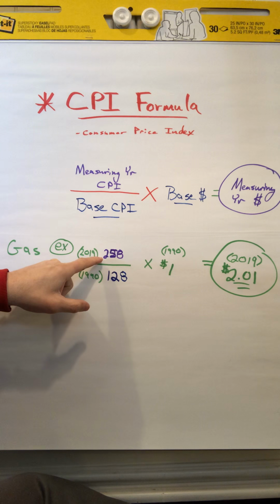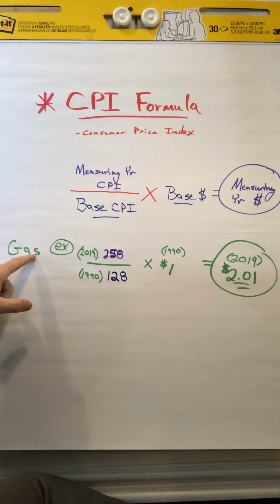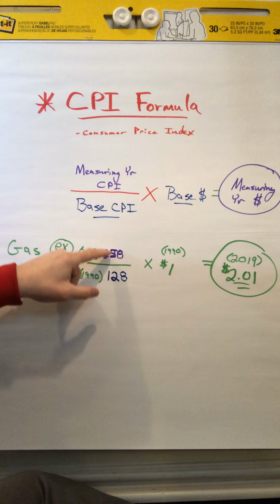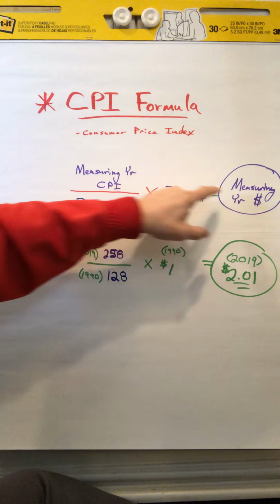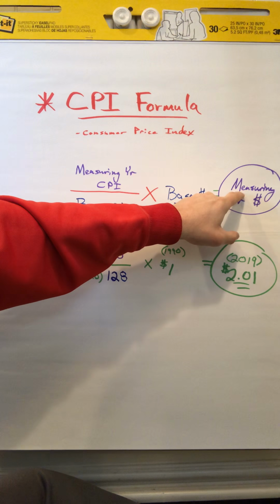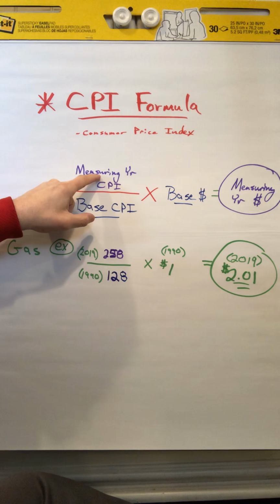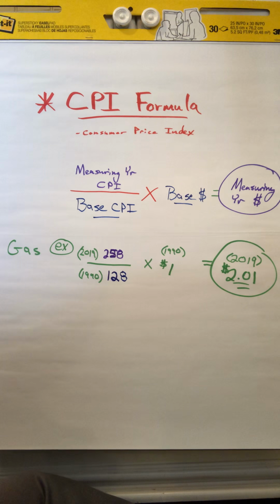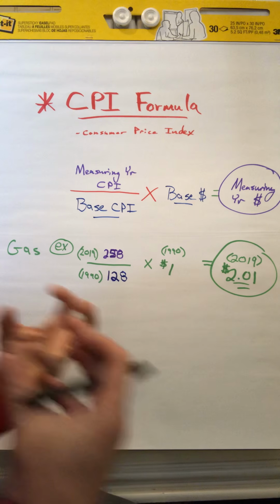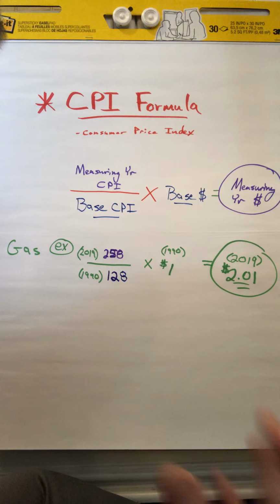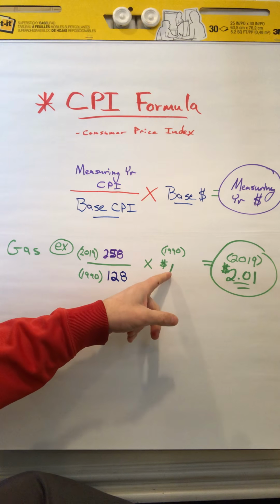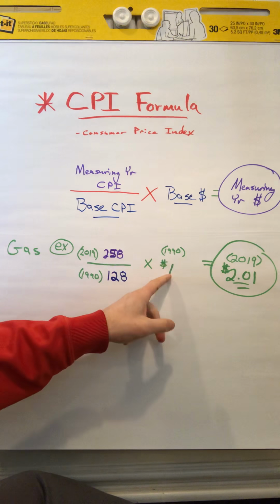If you take a look at the example problem I have down here with gasoline, in 2019 right now, the CPI is 258. Since we're looking for 2019, we take the CPI of 258 and put it on top. Now we know what the base price is. I told you that I paid a dollar back in 1990 on average for gas when I was a junior, senior in high school, and we plug that in right there.